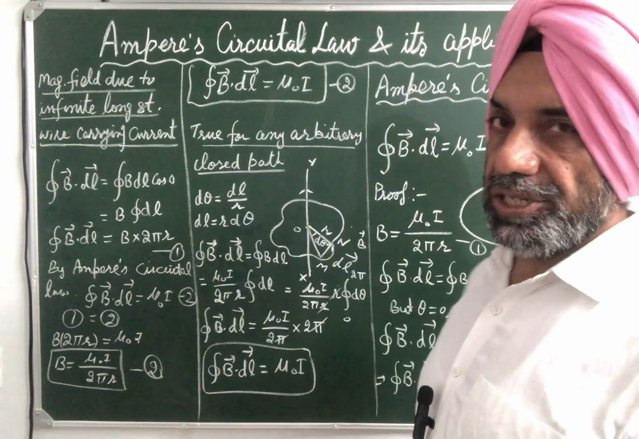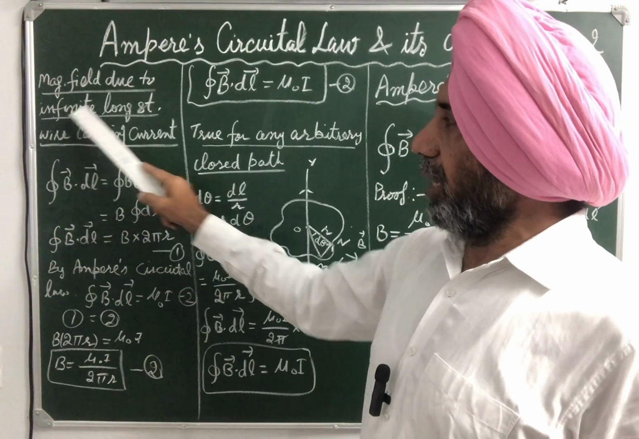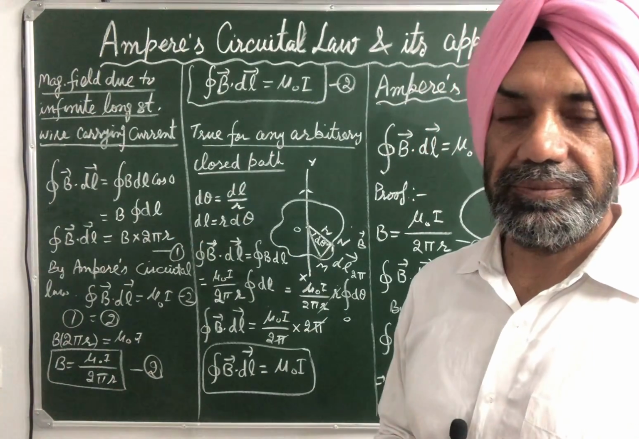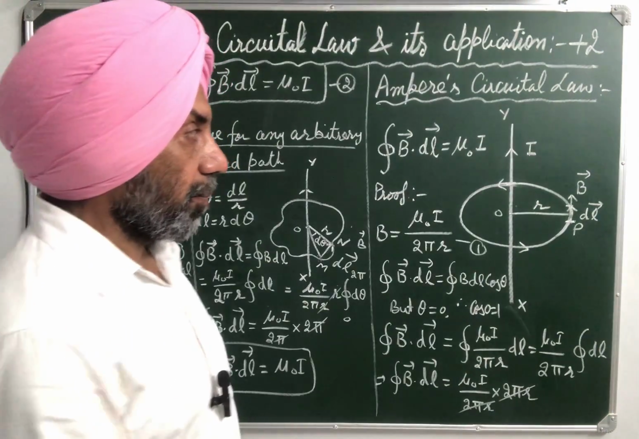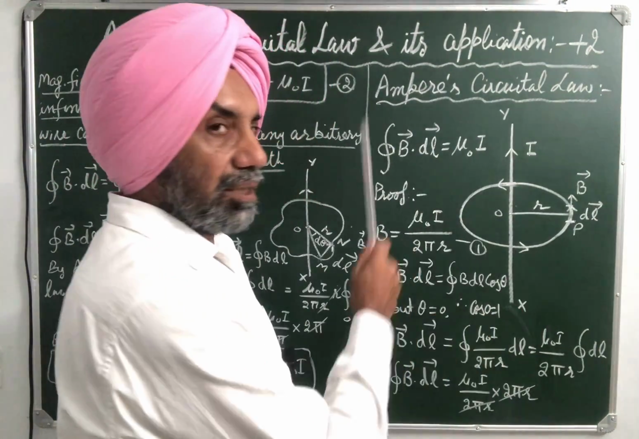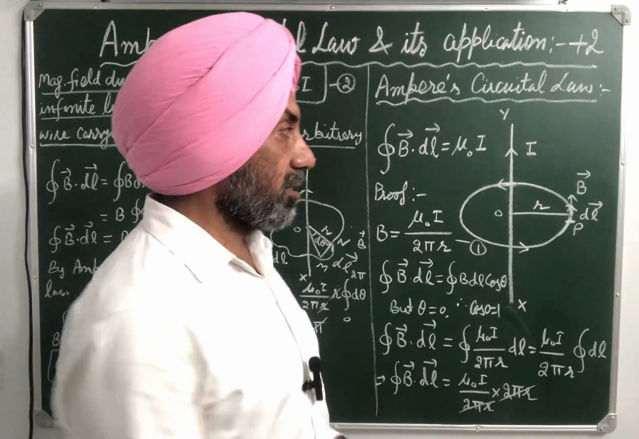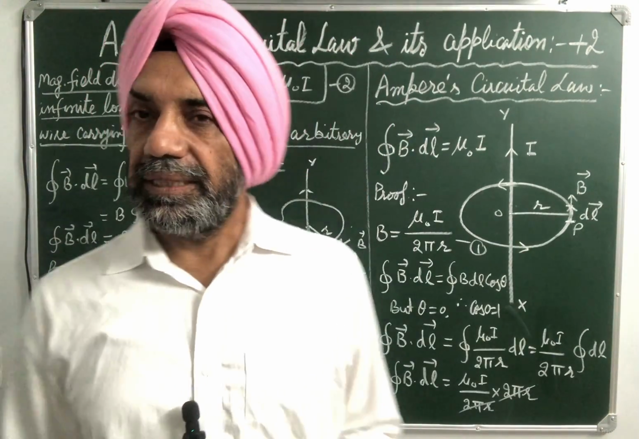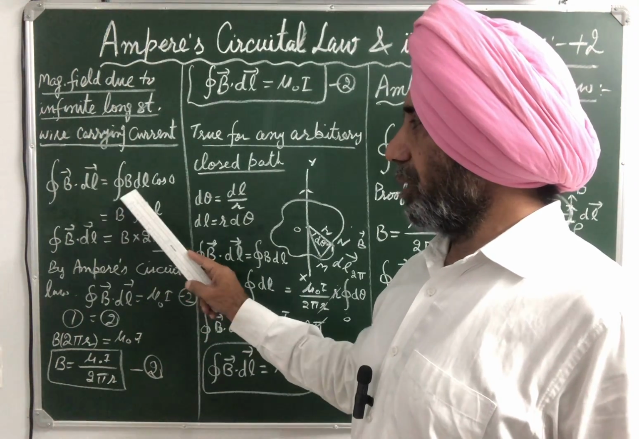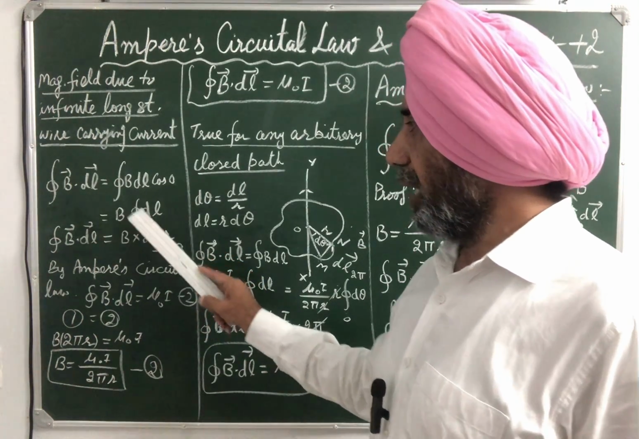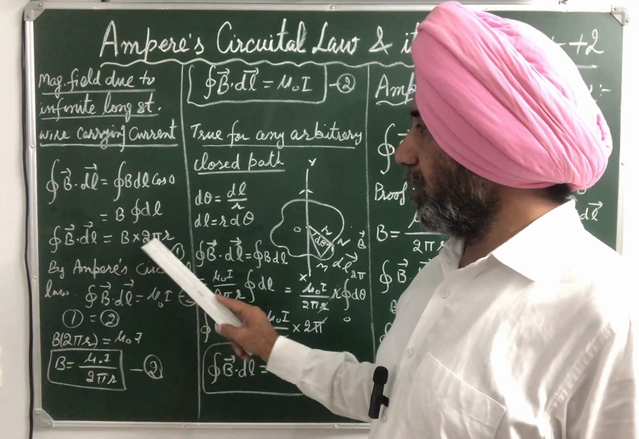Now it has so many applications. So I will discuss the first application, magnetic field due to an infinite long straight wire carrying current. It's the same diagram: a straight wire carrying current, and magnetic field in a circle around the wire like this. r is the radius of the circle of the closed path, B is the magnetic field at that closed path, dl is the length of the element. Then the line integral B dot dl is equal to the line integral over the closed path of B dl cos 0, and cos 0 is 1, so B times the line integral of dl. So the line integral of B dot dl over the closed path is equal to B into 2 pi r.